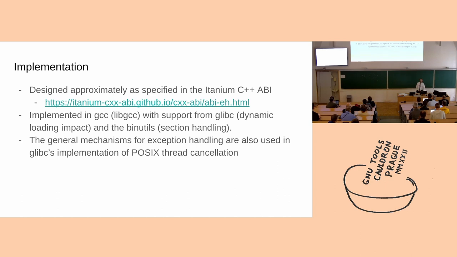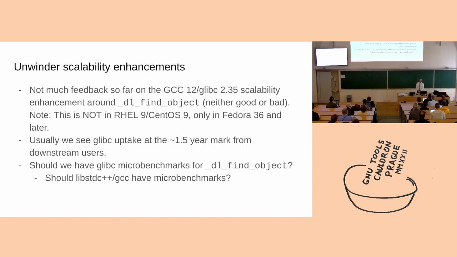This is what I mentioned before: we improved the scalability of the unwinder for multiple threads. Carlos wants us to add a dl_find_object micro benchmark. We don't have that. There's also a to-do item for glibc because we have an alternative slow implementation of dl_find_object in glibc itself, and it's used during dlopen and dlsym to identify the caller namespace. We can actually switch to the new fast thing, but we don't do that today.